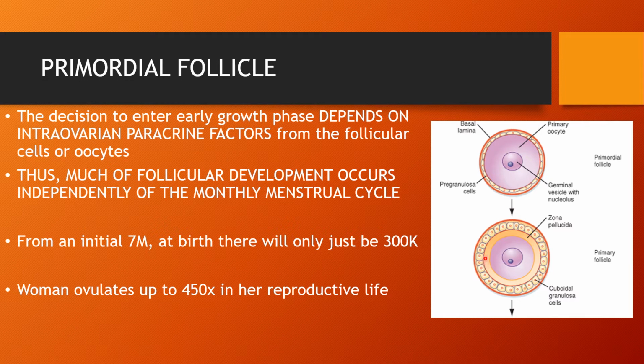When the woman starts to ovulate, it's only around 450 times during her reproductive life. So from a start of 7 million, at birth there will only be 300,000. When the woman ovulates, it's only around 450 times, the chance to ovulate and the chance to be pregnant.